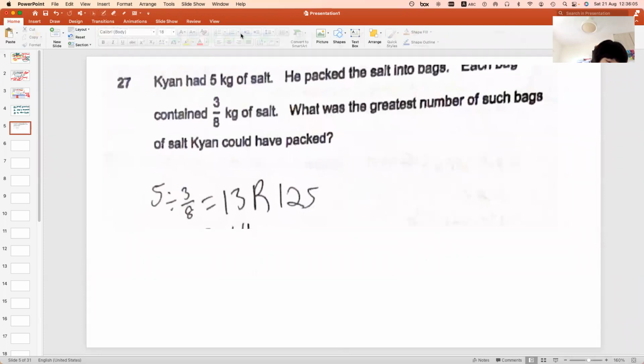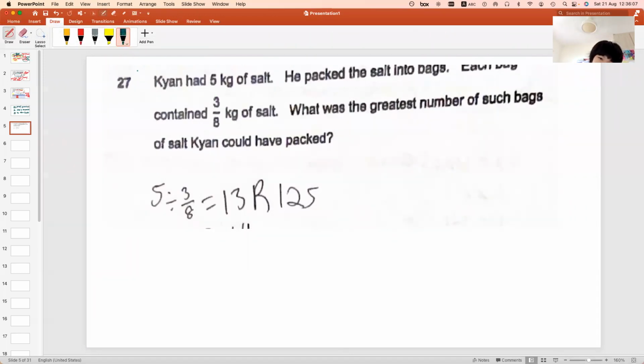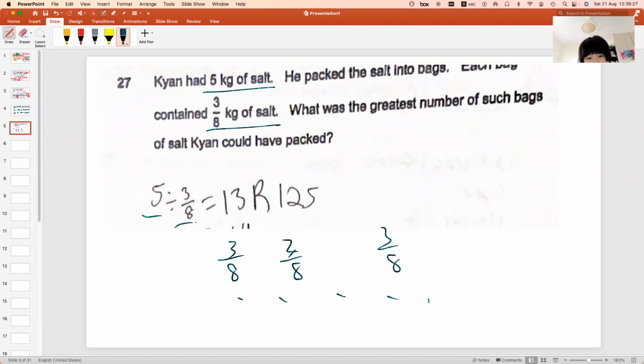Okay, so like you say, you have 5, each bag is this. So you want to find out how many bags there are, right? So now you have 3/8. Basically, you want to find out how many 3/8 can give you 5, right? So you use this 5 divided by this, right?